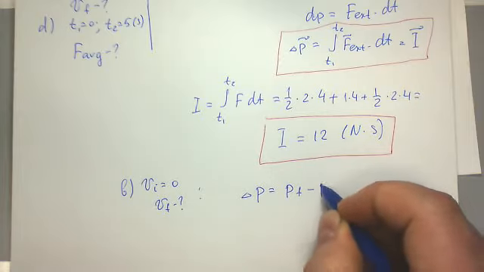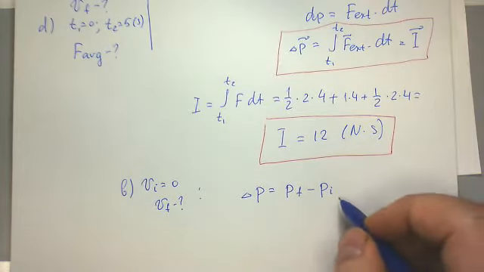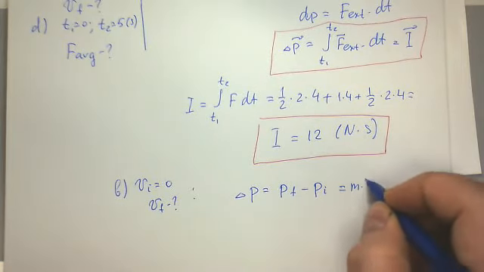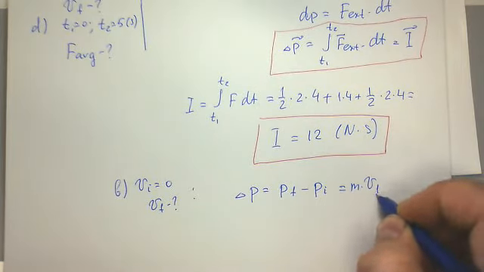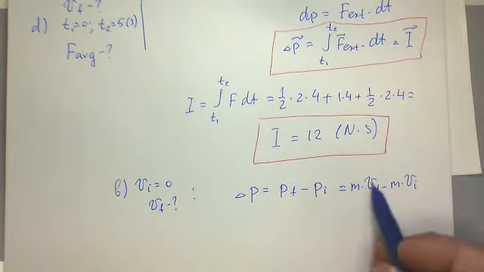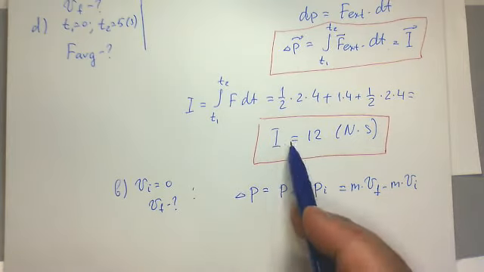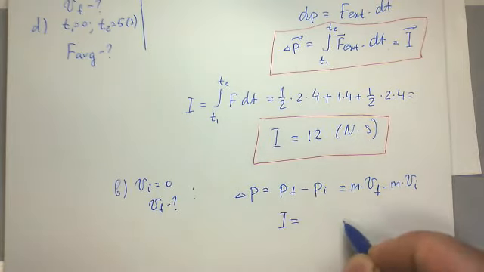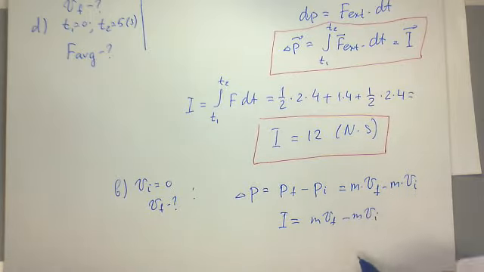Delta p equals momentum final minus momentum initial, and that would be equal, again from the definition of momentum, to m times v final minus m times v initial. We found this delta p, it is equal to I. So impulse equals this, m v final minus m v initial.